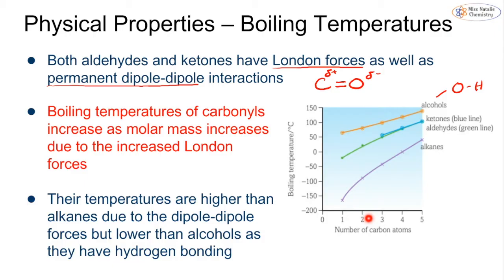are higher than alkanes. And as we've seen with all of these homologous series, as your molar mass increases, your boiling temperature increases, and this is due to the increased London forces because you have more electrons, therefore more induced dipoles, and then more instantaneous and more induced dipoles.